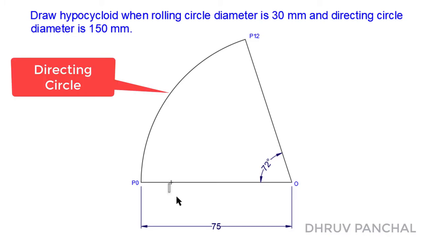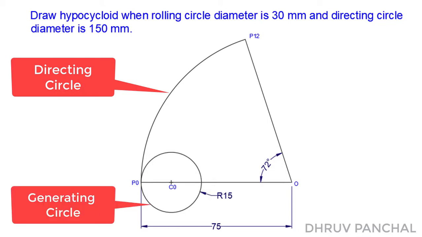From point P0, mark point C0 at a distance of 15 mm. With the help of a compass, take point C0 as a center and 15 mm as a radius, and draw a circle. As we have assumed that the generating circle is rotating in anti-clockwise direction, divide the generating circle into 12 equal parts and name the points in clockwise direction as shown.